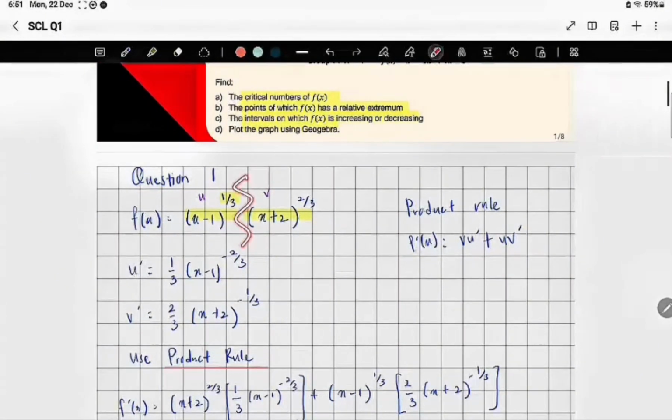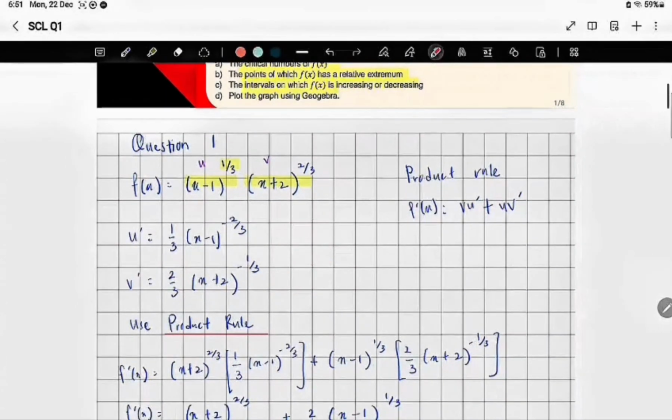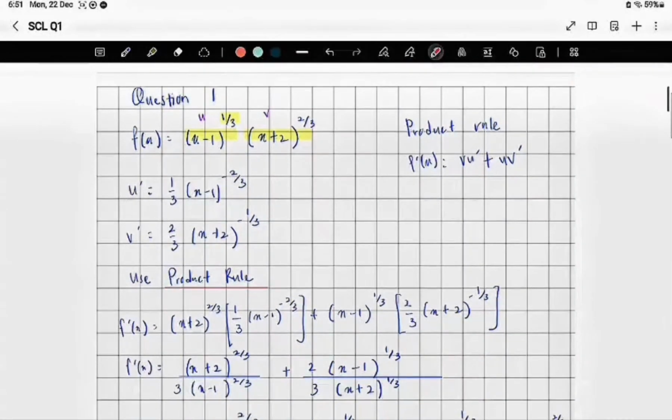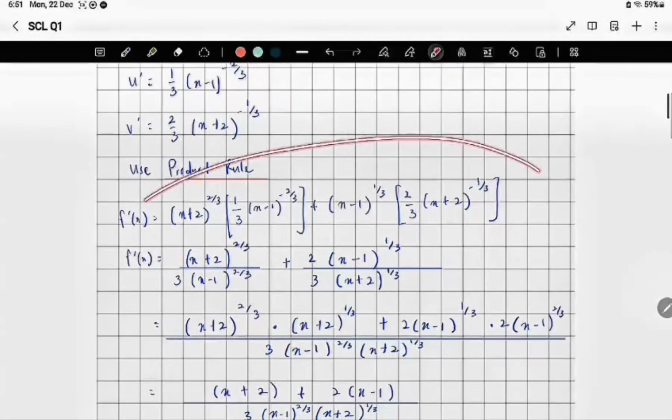So we separate it here. This is our U, this is our V. So we differentiate the U and the V like this using the power rule. And then from the power rule, we get this, and then we can finally insert all the values in the product rule formula like this.